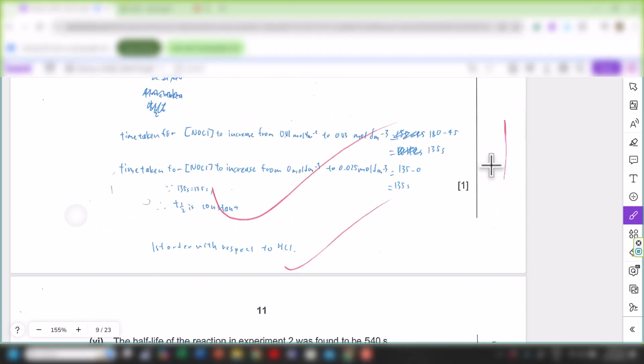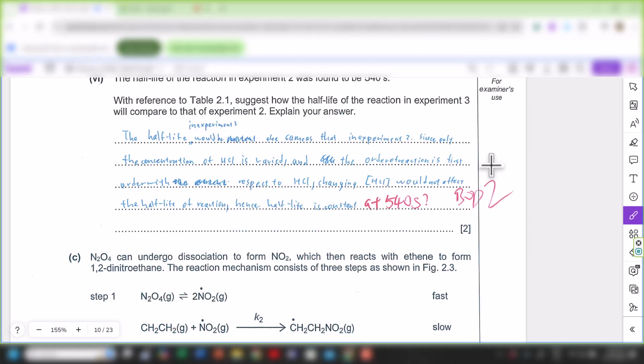So therefore, you have to incorporate that idea into your answer. And of course, to highlight that NO2 is in excess, because that is actually quite crucial.